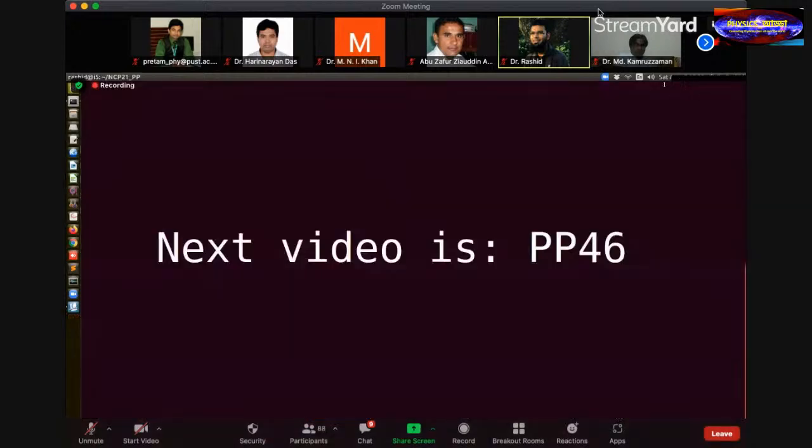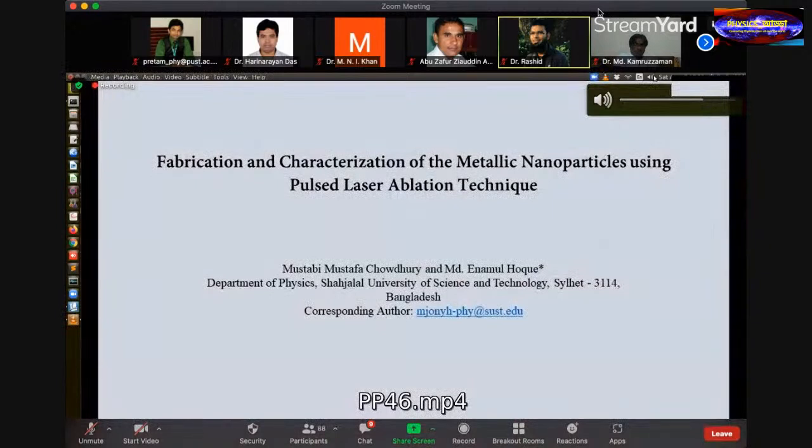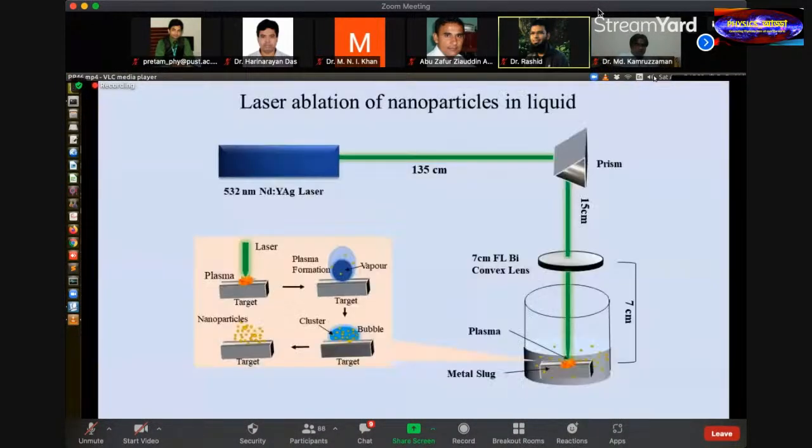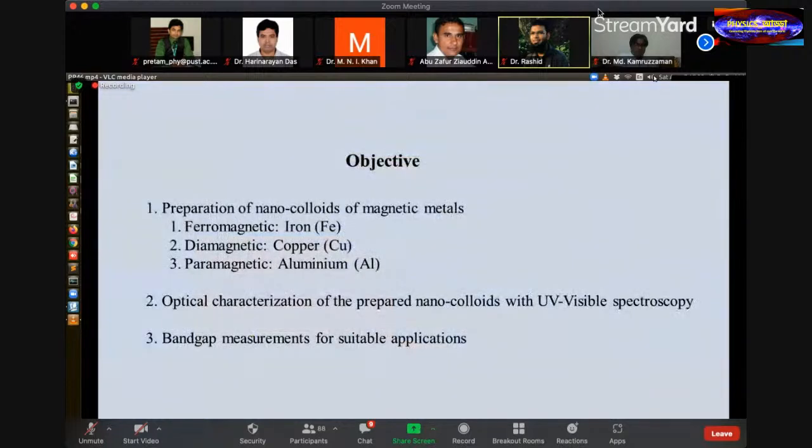Thank you, everybody. We present fabrication and characterization of metallic nanoparticles using the pulsed laser ablation technique. Here, a high energy laser beam is focused upon three kinds of magnetic materials. The laser evaporates the metal, forming nanoparticles. The objective is to prepare nanoparticles of three kinds of materials: iron, copper, and aluminum, and then perform optical characterization of these samples and band gap measurement via UV spectrum.